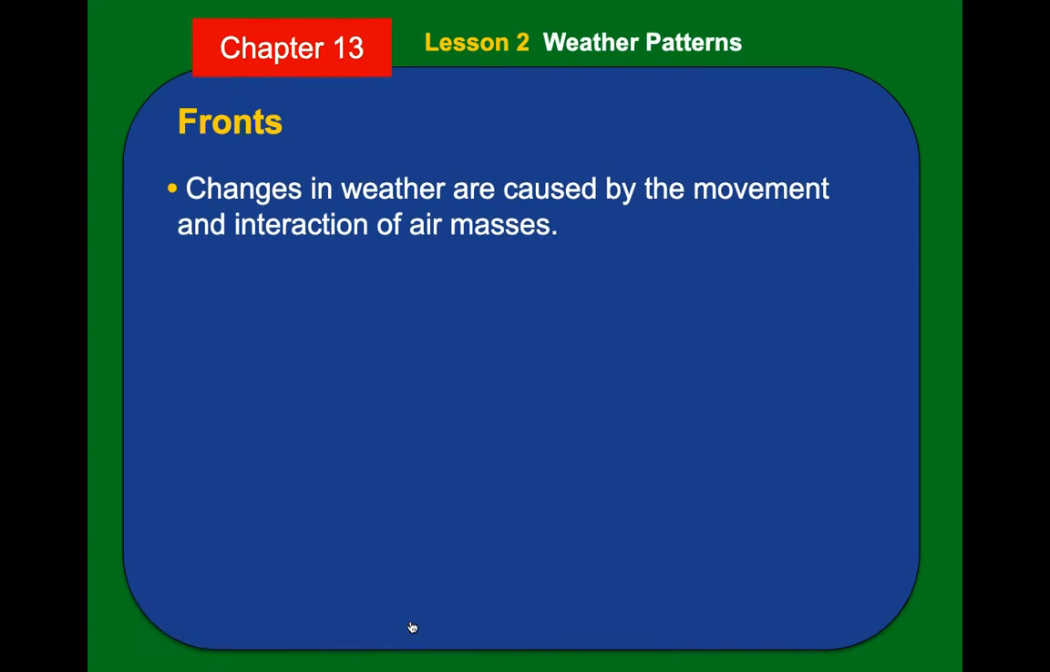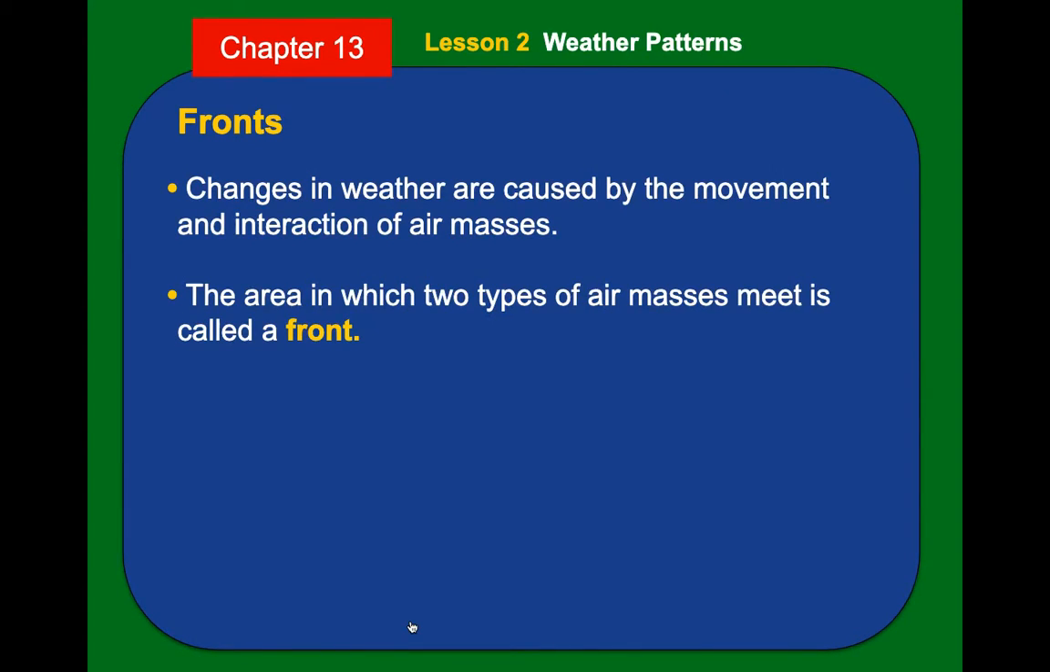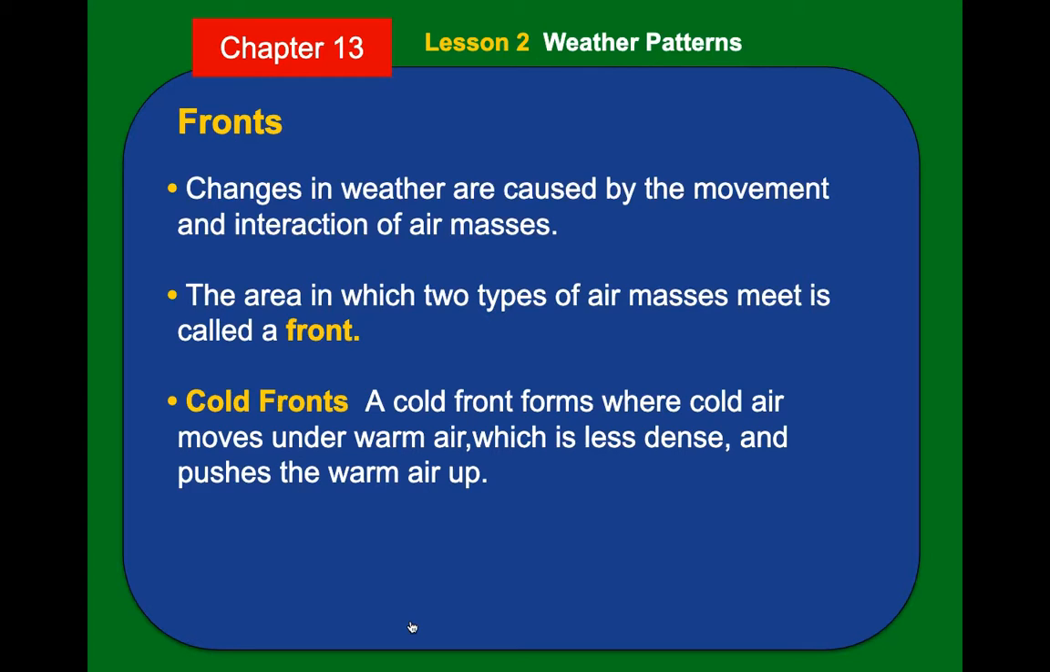So changes in weather are caused by the movement of these air masses that we were talking about. And where those air masses run into each other, we are going to label it as a front. We have four different types of fronts that I want to talk to you about. The first one would be a cold front. A cold front forms where cold air moves under warm air, which is less dense, and then it pushes the warm air up.